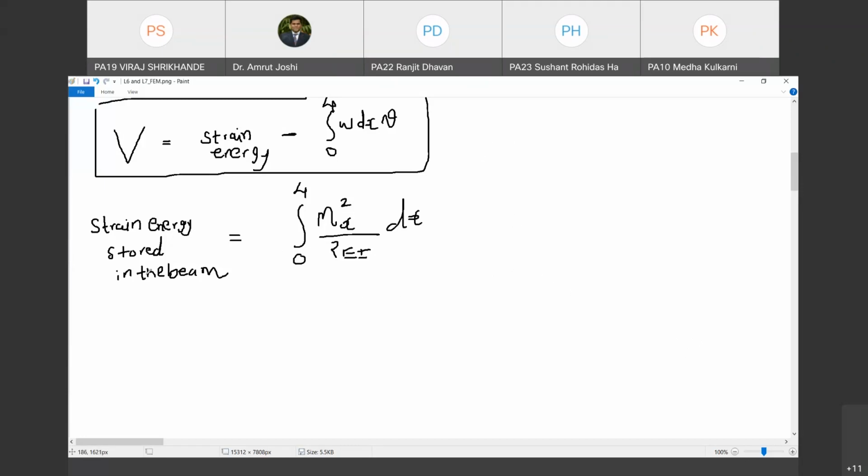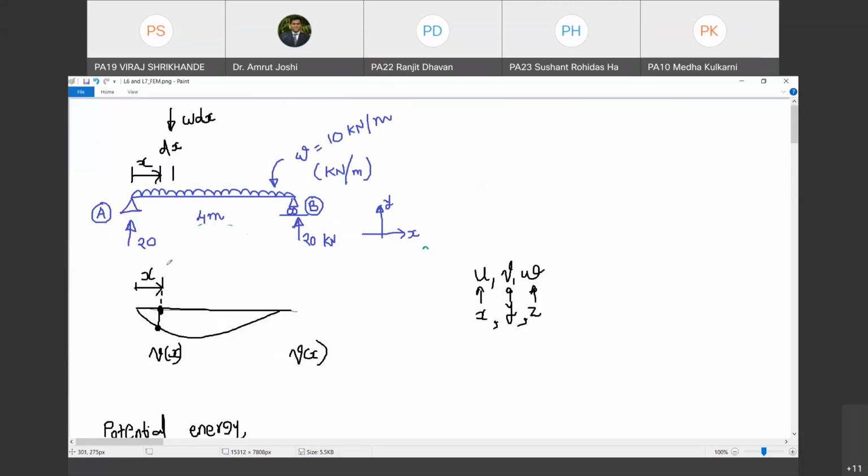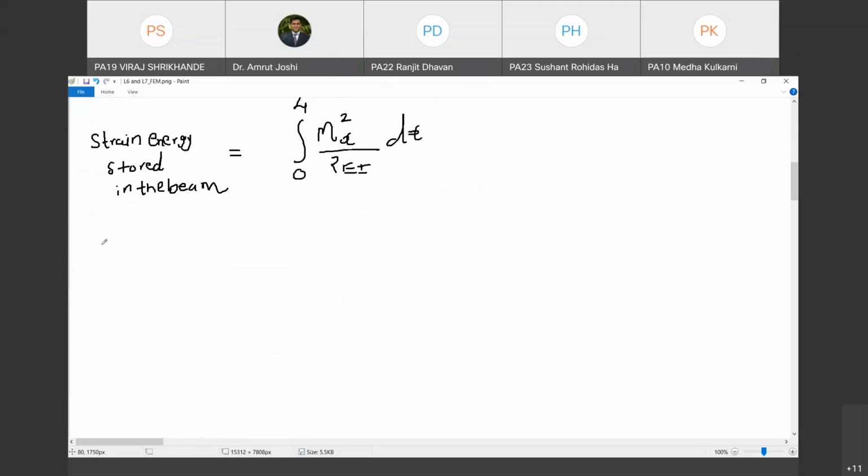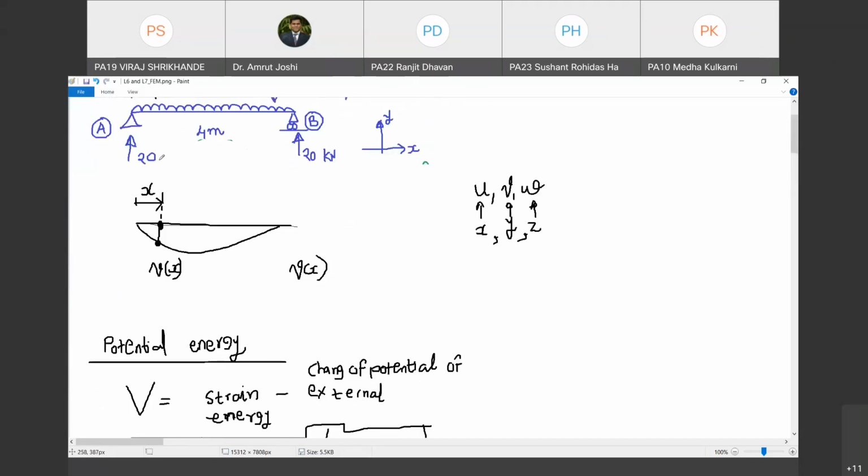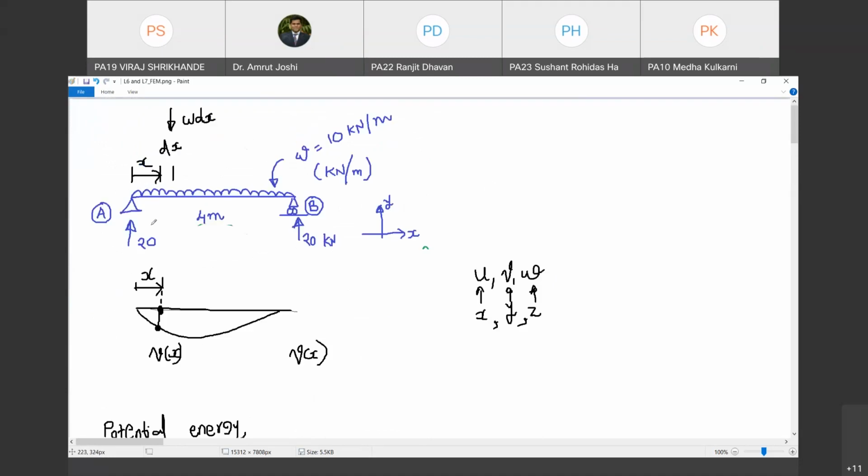So therefore, strain energy stored in the beam is integration 0 to L M square dx upon 2 EI. Now, can we write down the bending moment at distance x in this beam? Yes, easily. For that, we need to find out the reactions. We have already found out the reactions. So bending moment at x can be written as 20 into x.